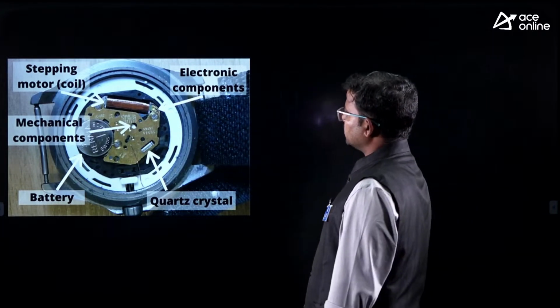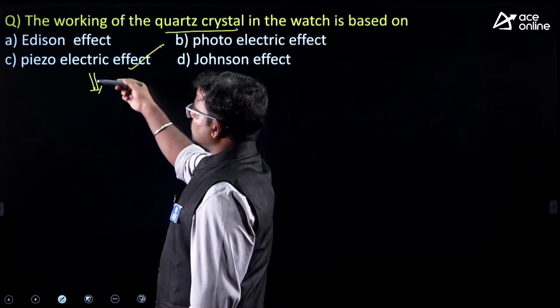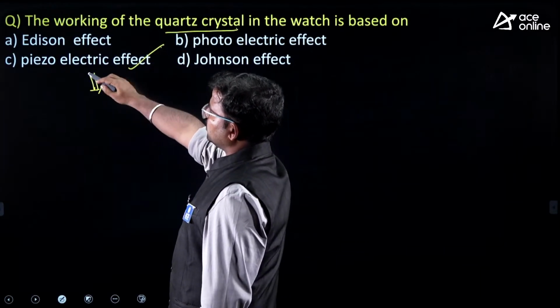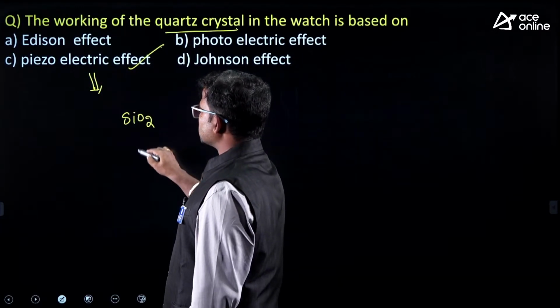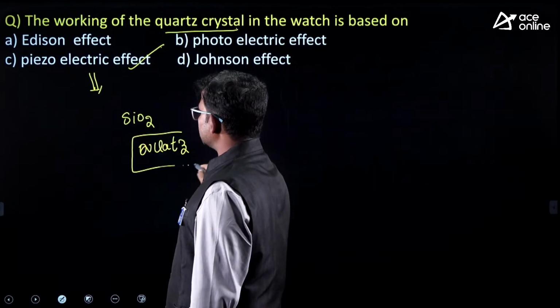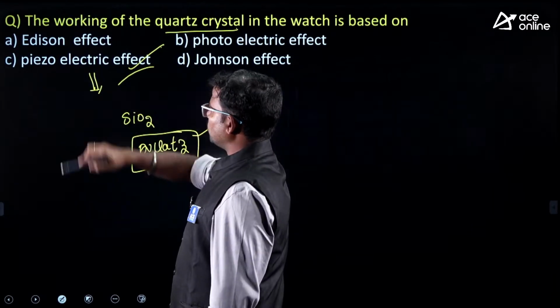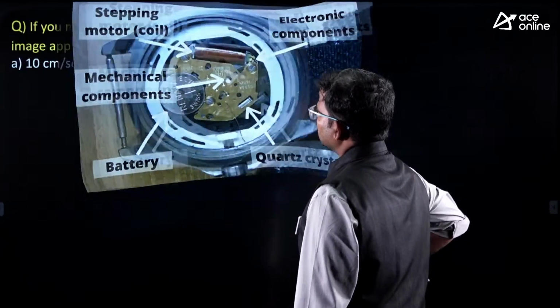So finally, the question is how to produce ultrasounds, or what kind of material is majorly used in the piezoelectric method? Silicon dioxide. This is called quartz. Silicon dioxide is considered as quartz. That's why option C is the right answer. Okay, right. So next one.